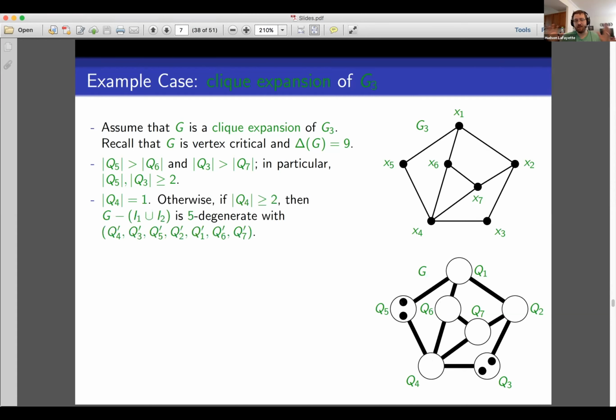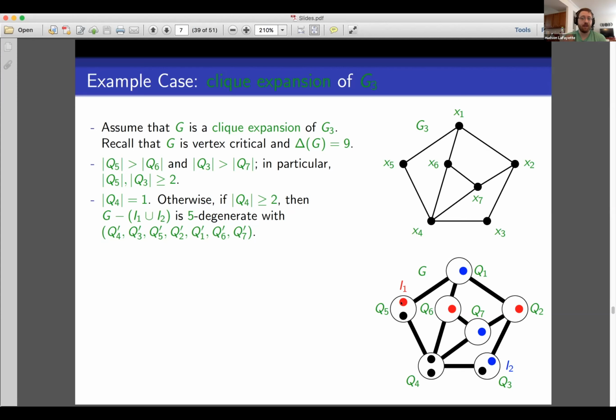And then here's the big claim. This is what made this whole proof work, this degeneracy argument. So Q4 is size 1. Let's assume otherwise. Let's say it has at least 2 vertices. Then we're going to get 2 independent sets, I1 in red, I2 in blue. We're going to delete them and show the resulting graph is 5-degenerate. As a reminder, k-degenerate means you have a vertex order where each vertex has at most k neighbors coming after it in the order. And so if you're k-degenerate, this gives you a greedy coloring with k plus 1 colors.